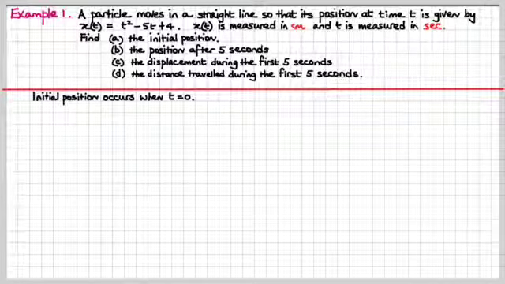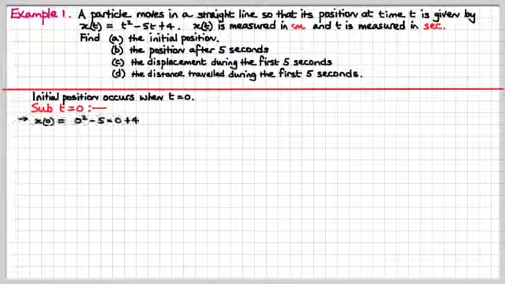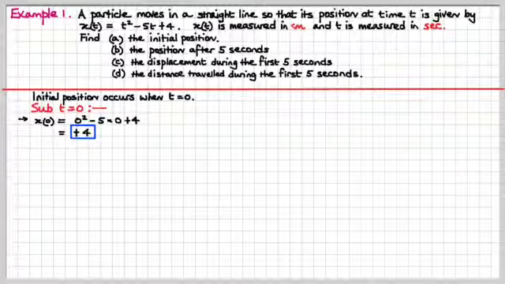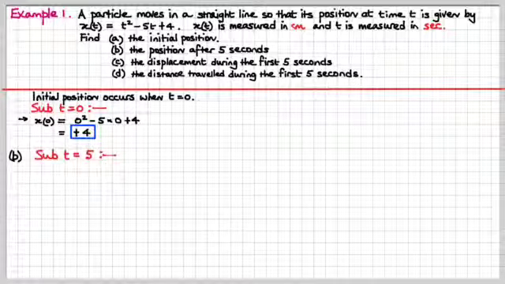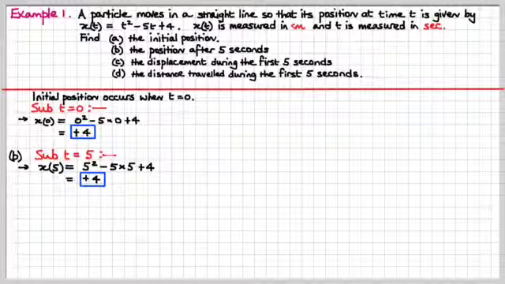So the initial position occurs when t equals 0, so we'll sub in t equals 0. This is part A. Therefore we get plus 4. That's the initial position, plus 4. Part B, the position after 5 seconds. Well, we just plug in t as 5 into that, and what do we get? Does that look right to you? I think so. So that'll be plus 4. My goodness, they're both the same position. Well, that's interesting.